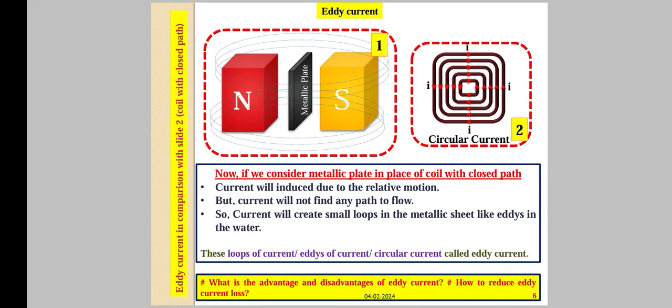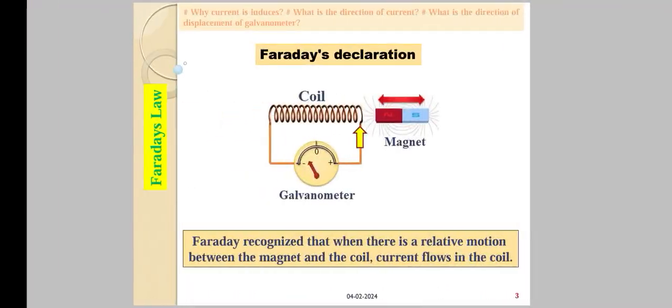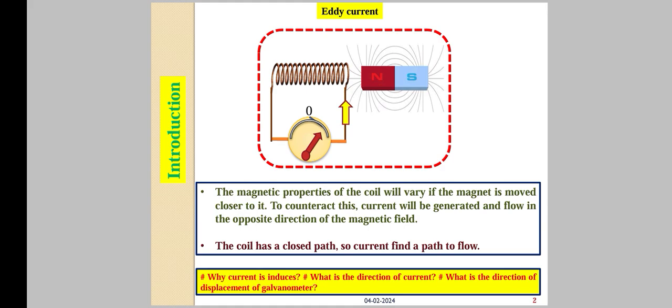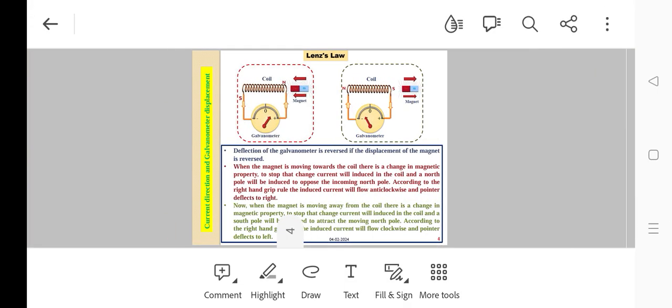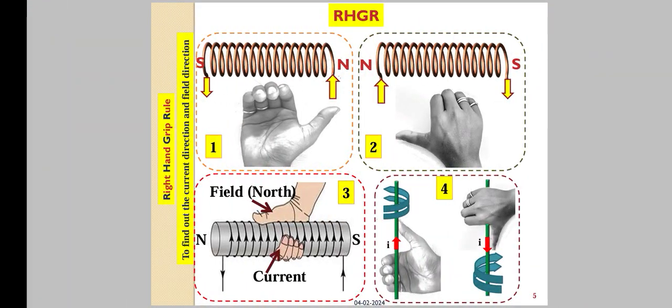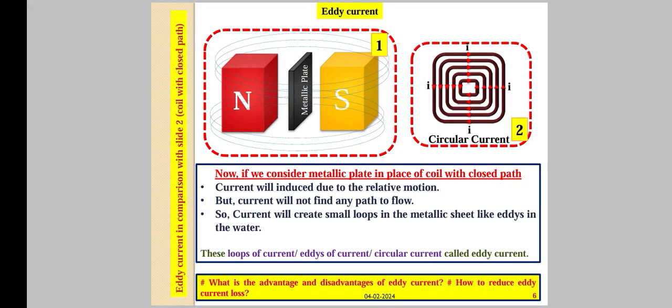Now finally, I will discuss eddy currents. What is eddy current basically? So if we compare this diagram with the first diagram, in the first one we have considered one coil, and in this diagram we have considered one metallic plate.